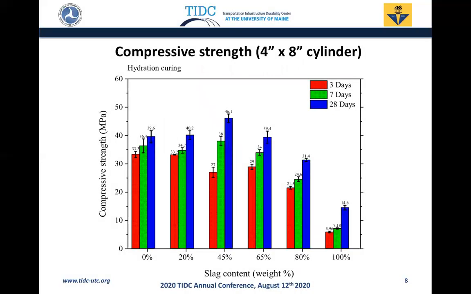About compressive strength, these are the results for hydration curing for different ages. You can see that by increasing slag content, we have a decrease in compressive strength at early age, 3 days, because we said that pozzolanic reaction is slower than hydration at early age. But after 4 weeks, we have some increase in compressive strength, and the optimum is 45% for hydration curing.